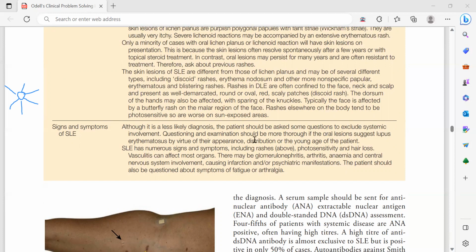Questioning and examination should be more thorough if oral lesions suggest lupus erythematosus by virtue of their appearance, distribution, or young age.